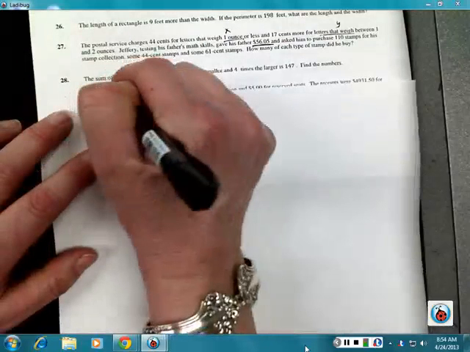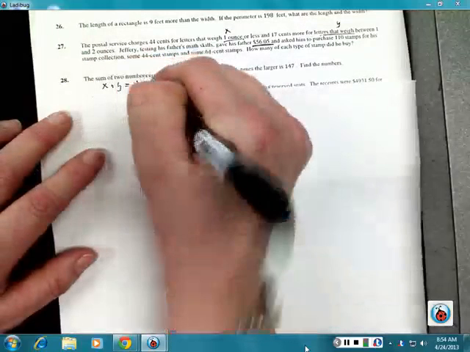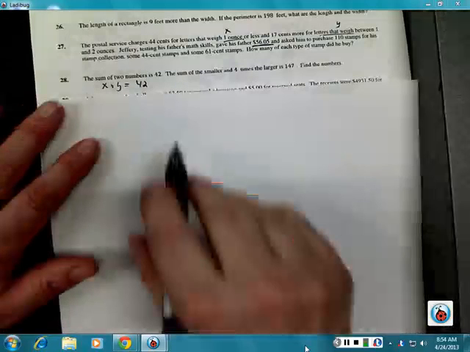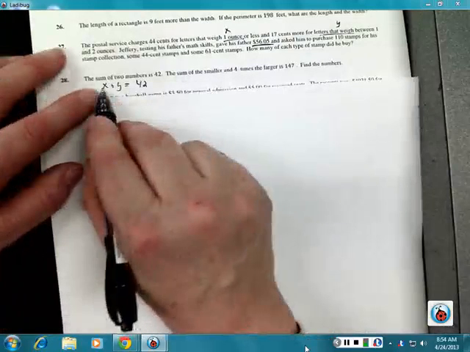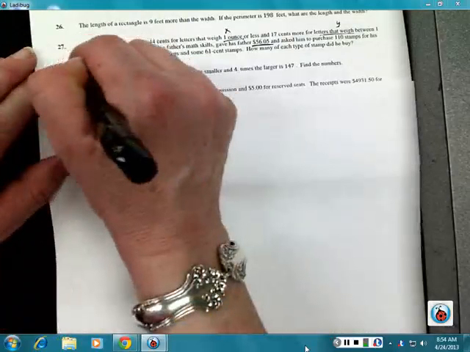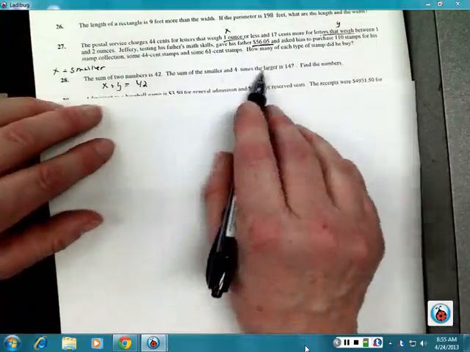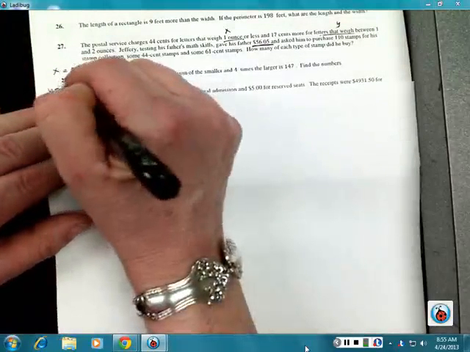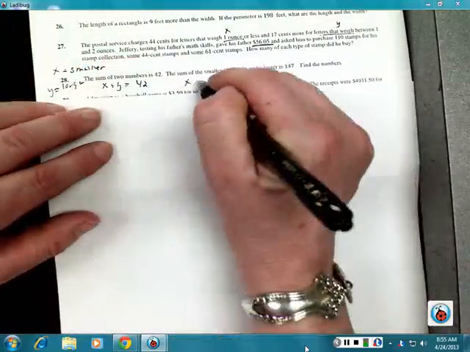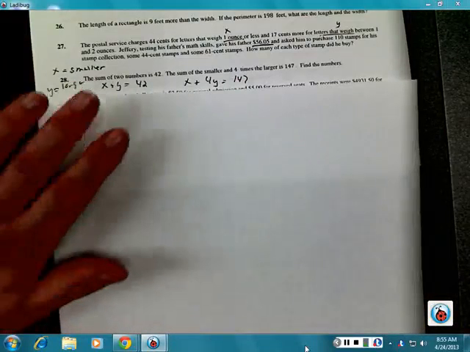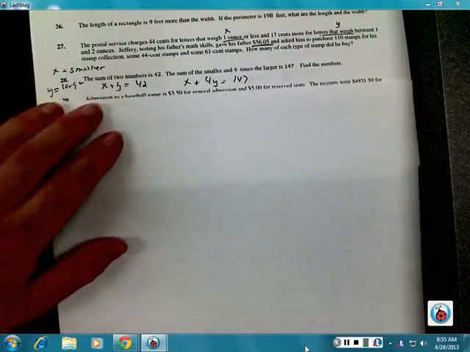The sum of two numbers. So that means x plus y equals 42. Okay, that's your first equation. The second one says the sum of the smaller, which you have to label, so we'll make x the smaller, and 4 times the larger, so we're going to make y the larger. So x plus 4 times y is going to equal 147. And then from there you would solve your systems of equations. We good to solve it? Yes? Maybe? Hopefully.